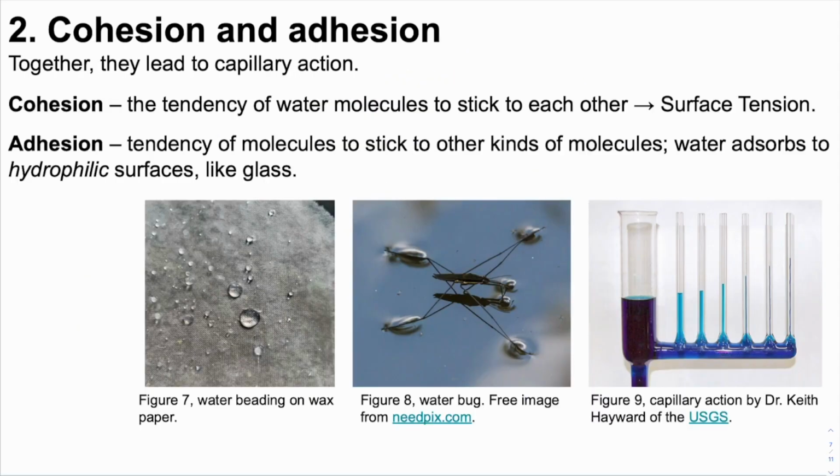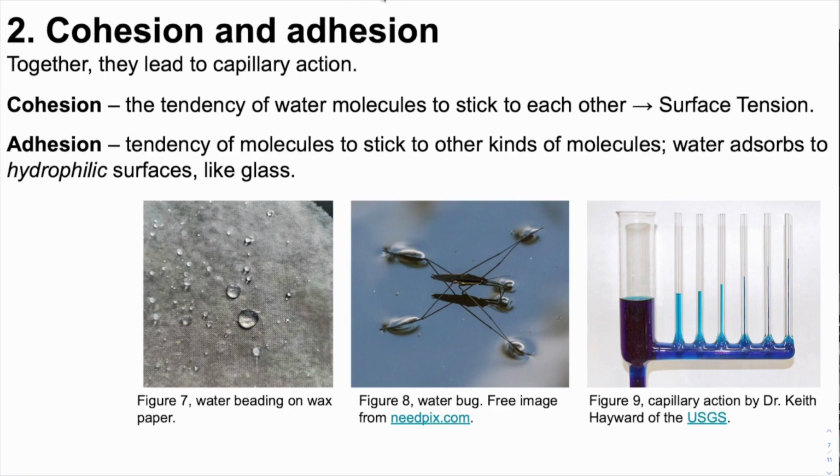Our next special property of water is actually two related properties, cohesion and adhesion, and we consider these both at once. Cohesion is the tendency of water molecules, or other kinds of molecules, to stick to each other. You know that water molecules stick to each other via H bonds. Cohesion gives rise to surface tension, which measures how difficult it is to break the surface.